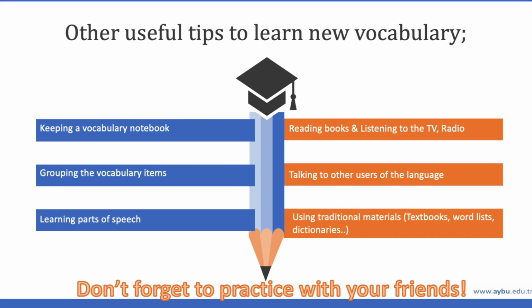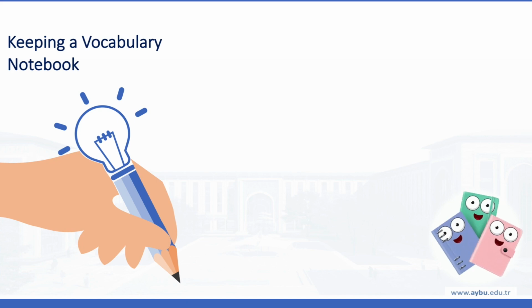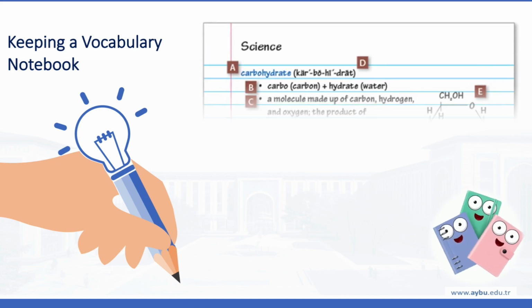Last but not least, using traditional materials is another useful tip. You can read books as readers, use dictionaries. They are really helpful in terms of vocabulary learning. You can also practice English with a friend online, so you should keep studying online. Let's look at all of them one by one and start with how to keep a vocabulary notebook.